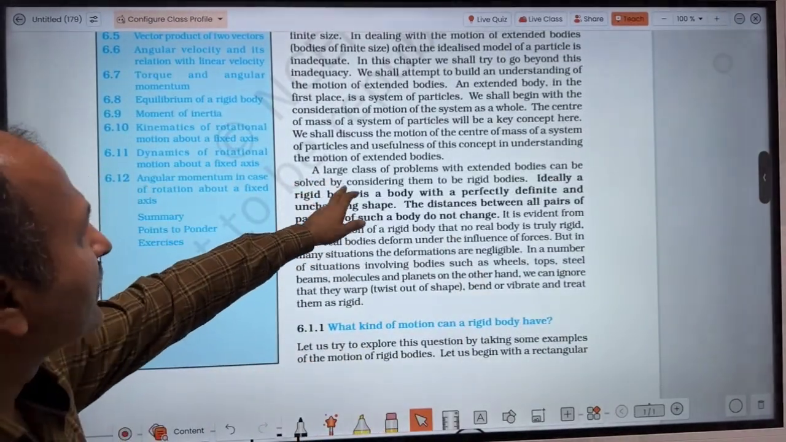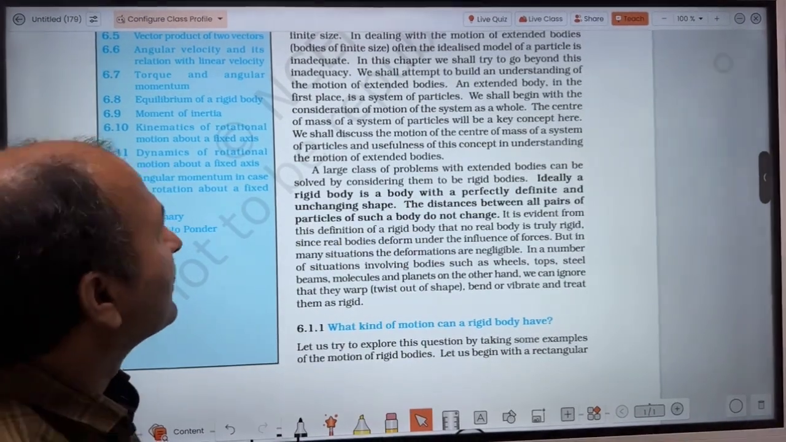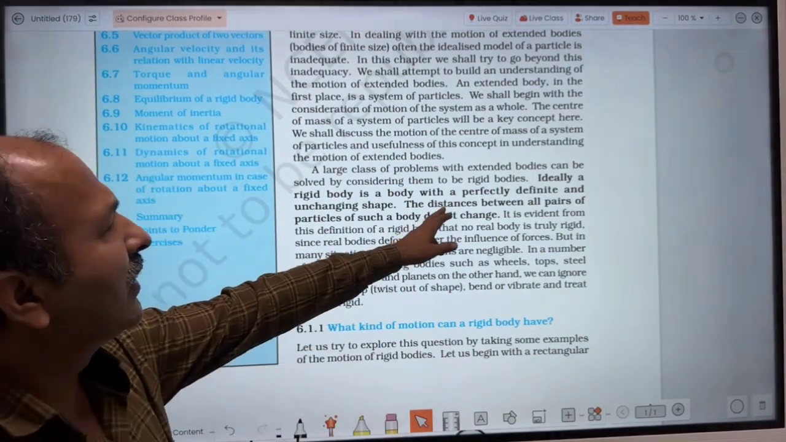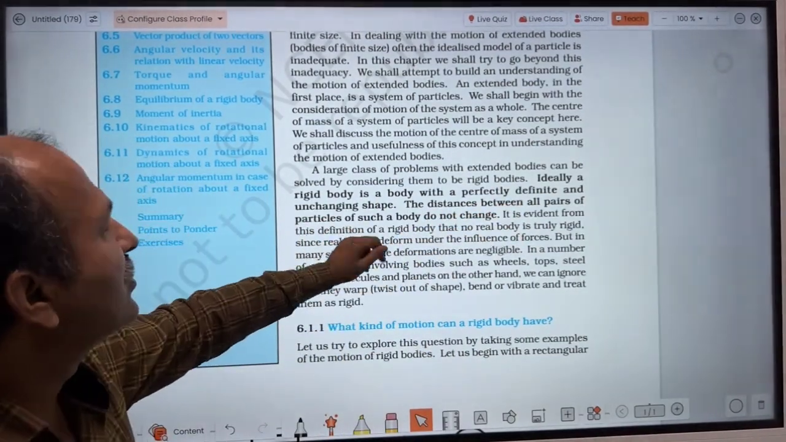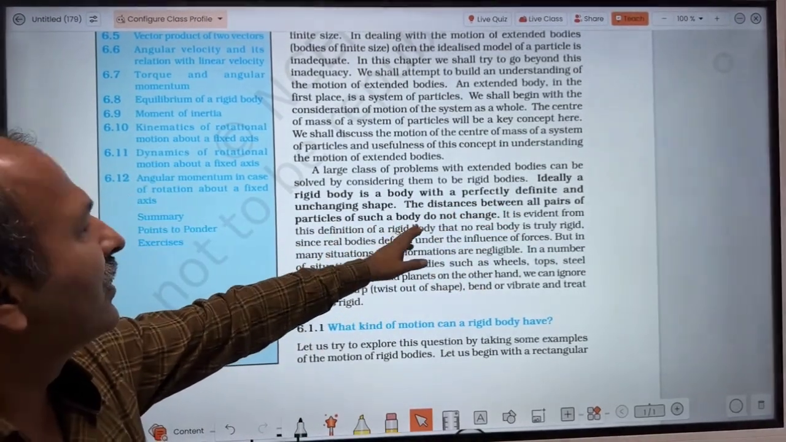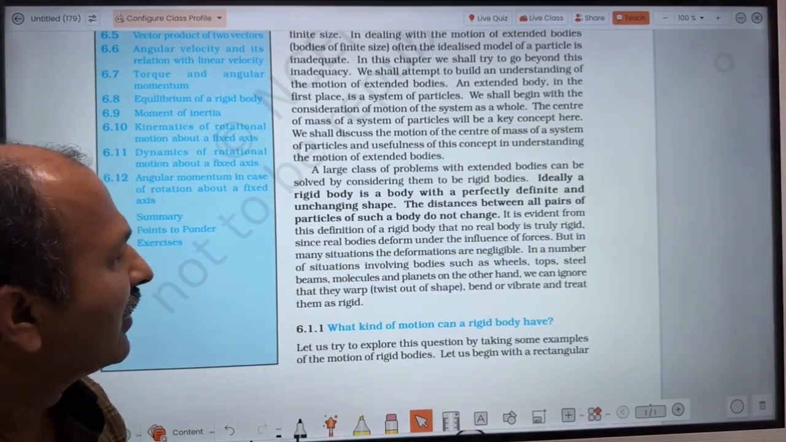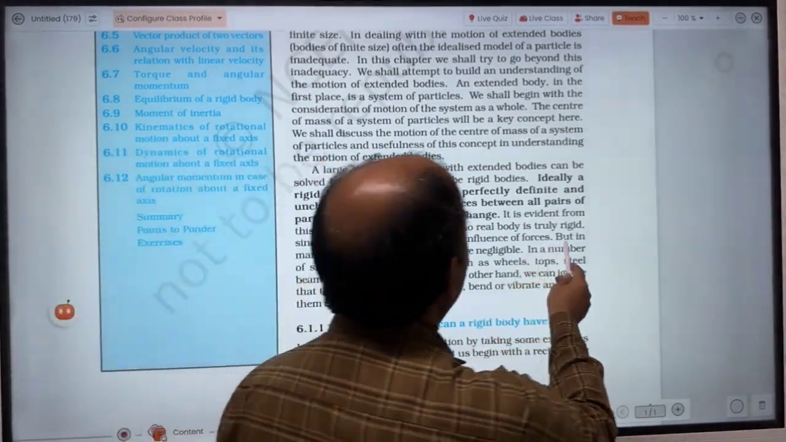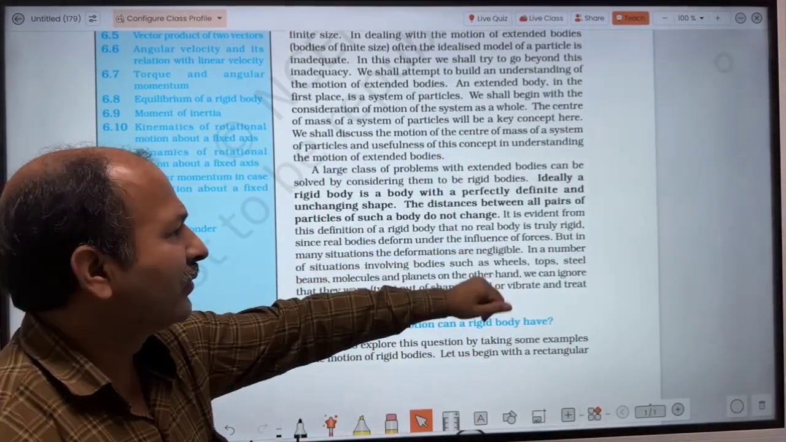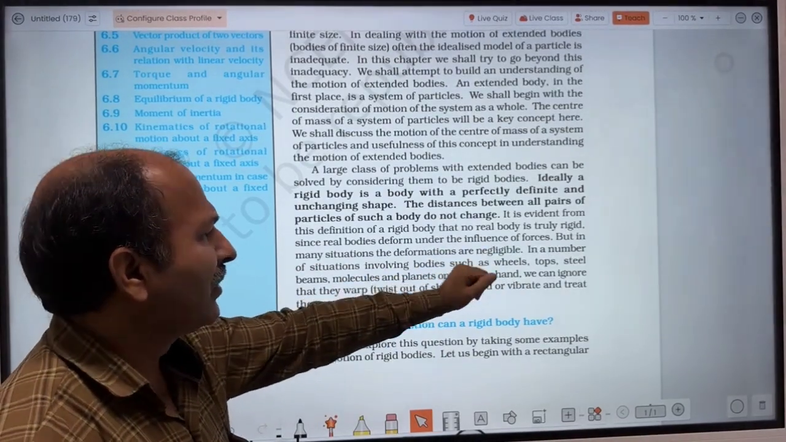we can read it. A large class of problems with extended bodies can be solved by considering them to be rigid bodies. Ideally, a rigid body is a body with a perfectly definite and unchanging shape. The distances between all pairs of particles of such a body do not change. It is evident from this definition that no real body is truly rigid, since real bodies deform under the influence of forces. But in many situations, the deformations are negligible.